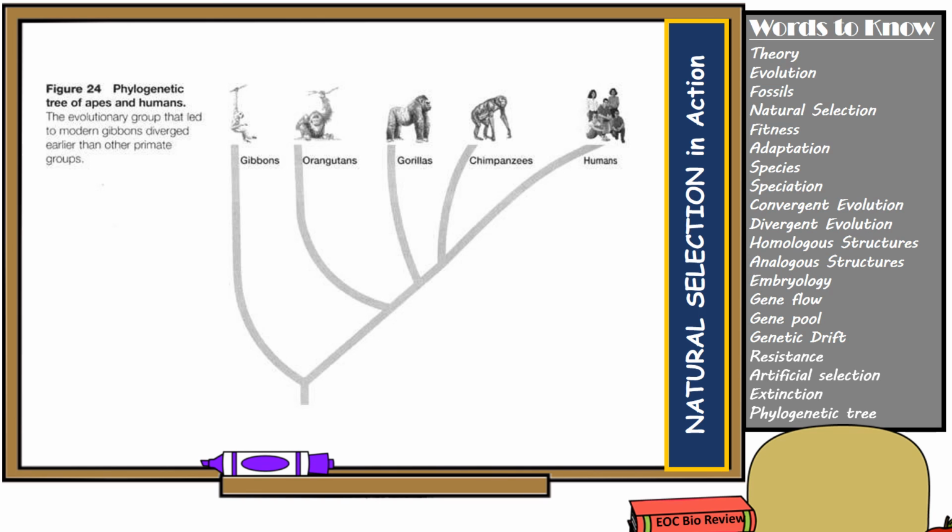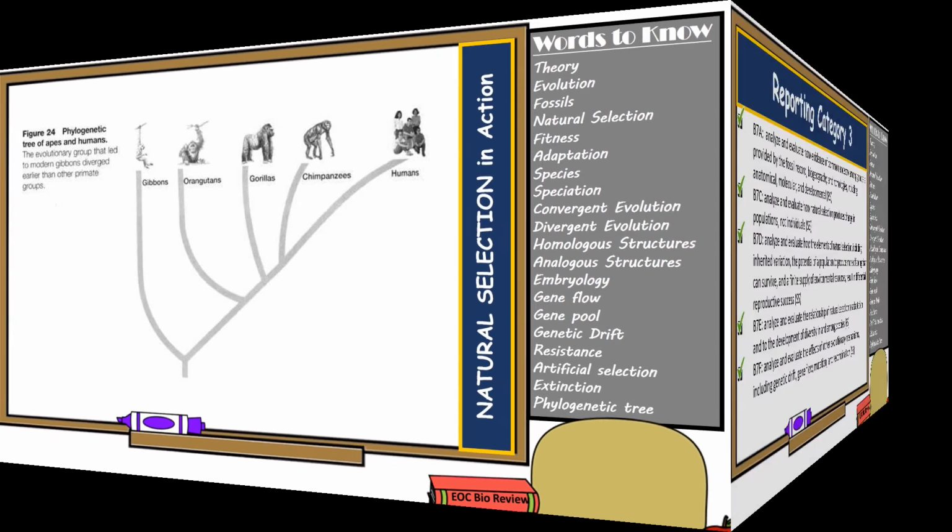Overall, Darwin's theory of evolution provides us with an explanation for the process of species changing over time, suggesting the idea of common ancestry. Now, you should also note that Darwin believed that natural selection was the driving force of evolution.